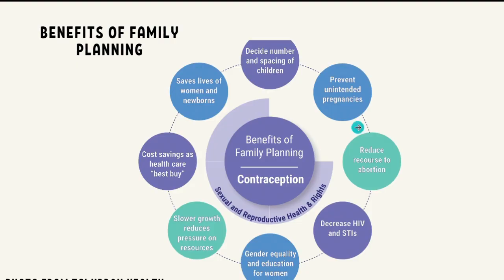So it reduces the recourse to abortion. These are both connected, because with an unintended pregnancy, they say, oh, I don't want a child, I will get an abortion. So if you do family planning, you won't get pregnant if you know you don't want a child, if that makes sense. Right? So it reduces the opportunity to go get an abortion.